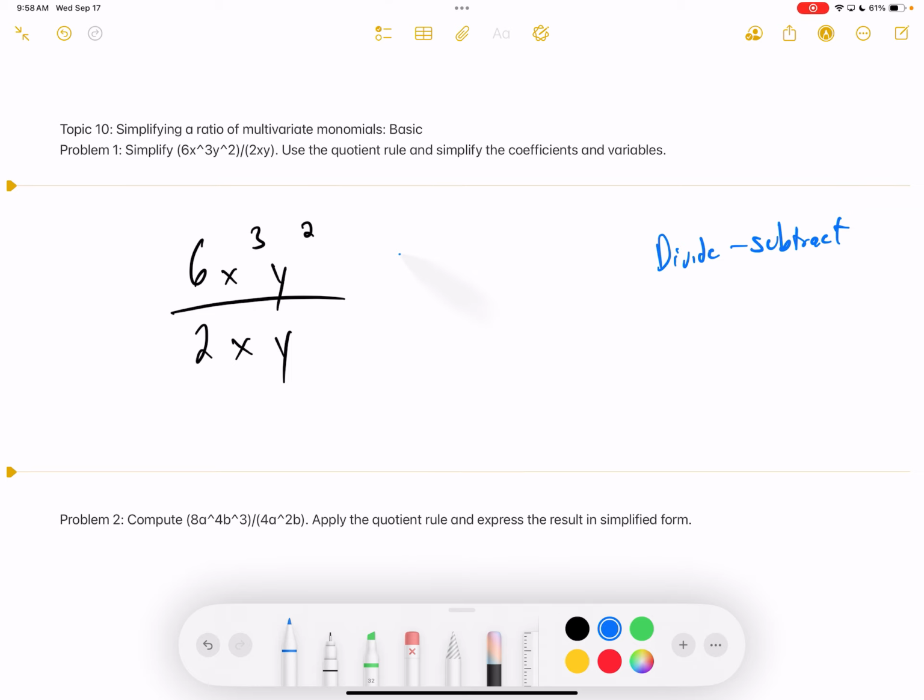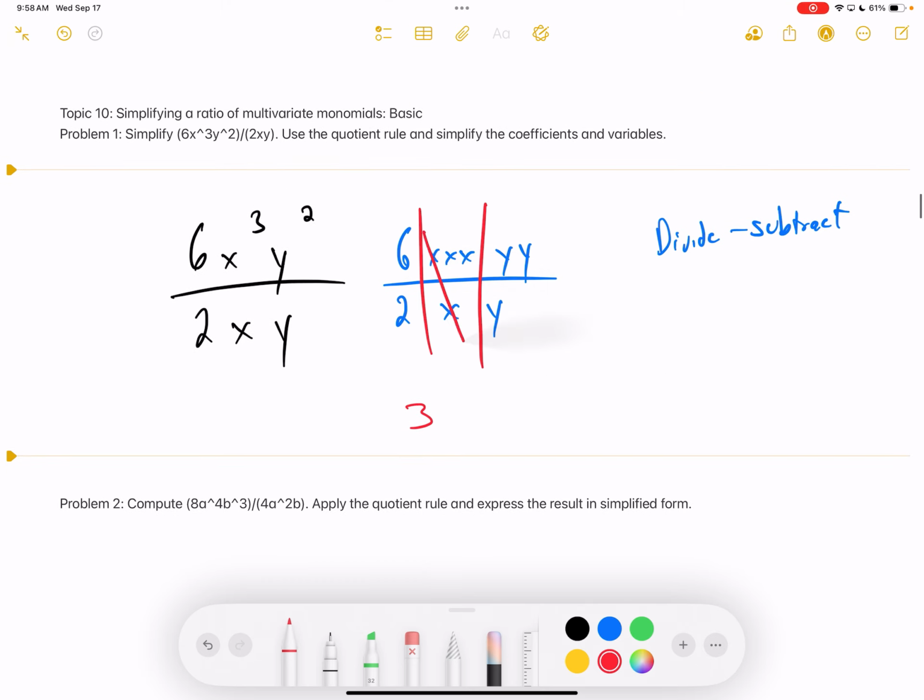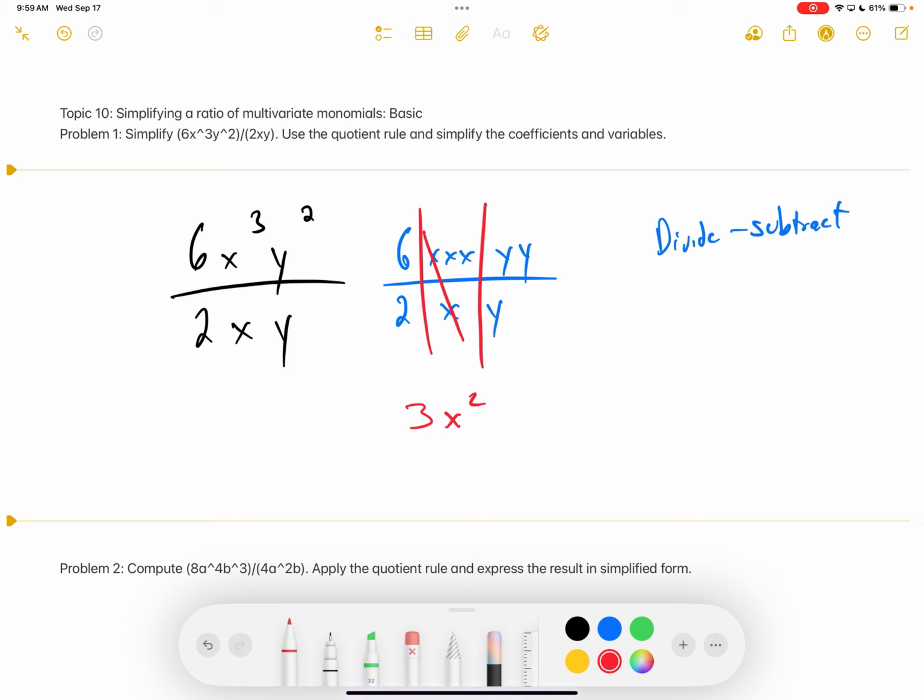So what we have here is we have 6, we have 3 x's and 2 y's. On the bottom, we have 1 x and 1 y. The way I think about it is, think about them separately again. 6 divided by 2 is 3. I have 3 x's on top and 1 on the bottom. So they're going to cancel out. So that means I have 2 extra x's on top. Okay. And my y's, I have 2 on top and 1 on the bottom. So I have 1 extra y on top. And that would be my answer. I don't have anything left on the bottom.